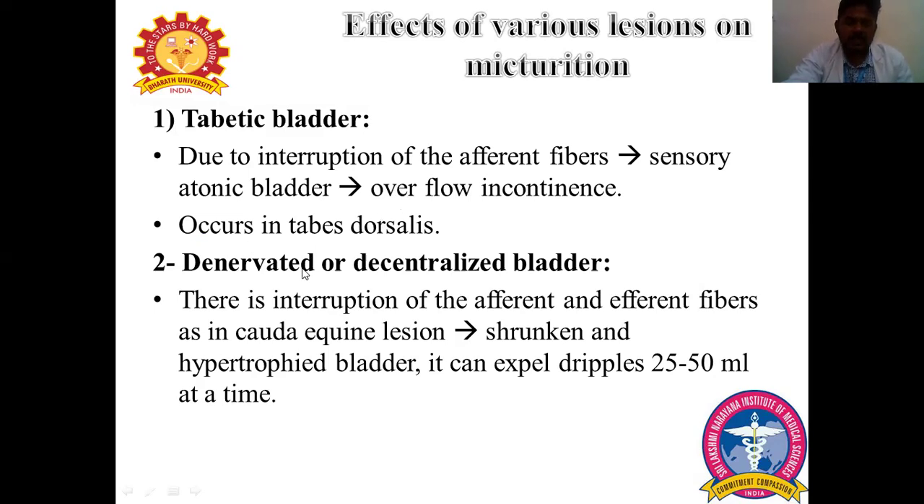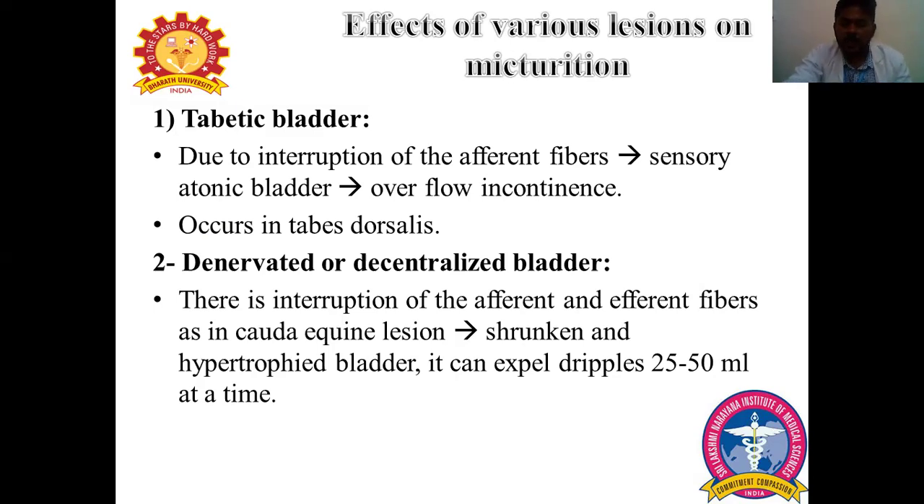So there is a second condition called denervated or decentralized bladder. What will happen here is both the afferent and efferent pelvic nerves are cut. Both the afferent and efferent pelvic nerves are cut in a cauda lesion. So both parasympathetic nerves are cut. So what will happen now? The bladder size itself will shrink. The bladder will get shrunken and hypertrophied.